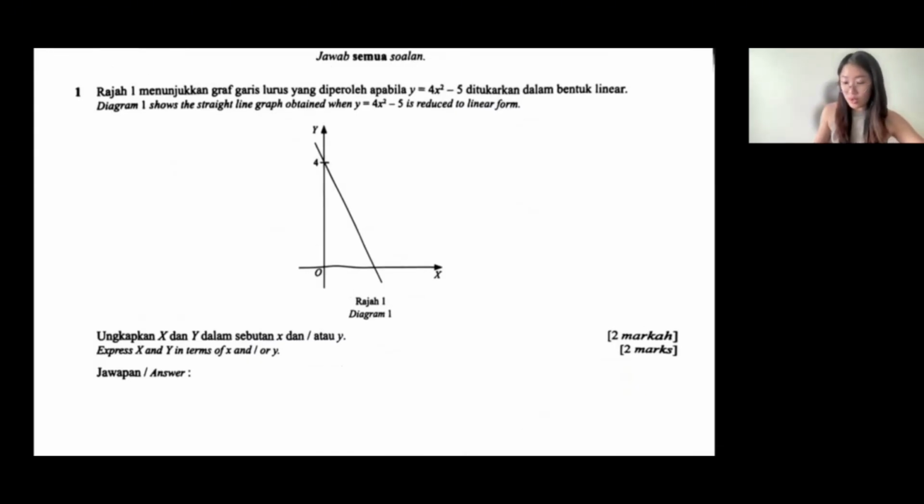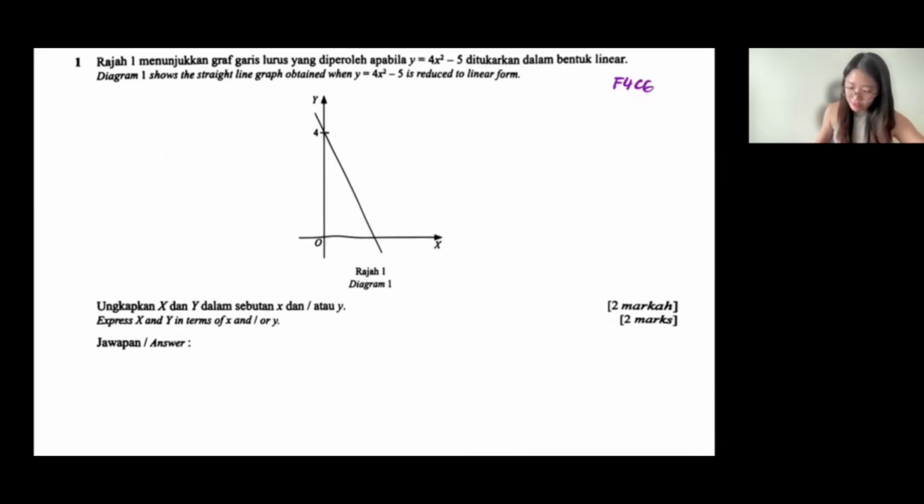Okay. Now, let us look at question 1 over here. Diagram 1 shows the straight line graph obtained when y equals 4x squared minus 5 is reduced to linear form. Okay, so this is form 4, chapter 6, linear law. Actually very easy only.